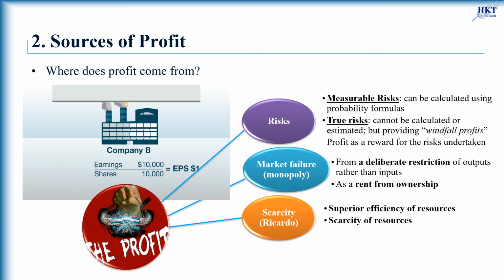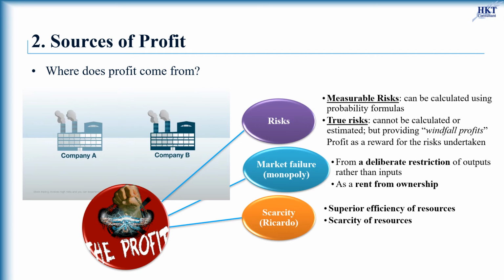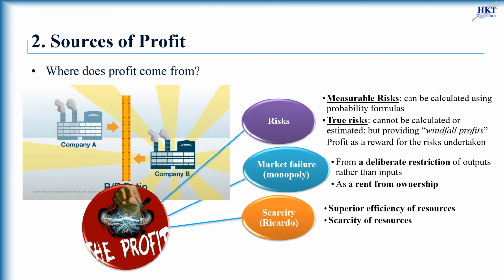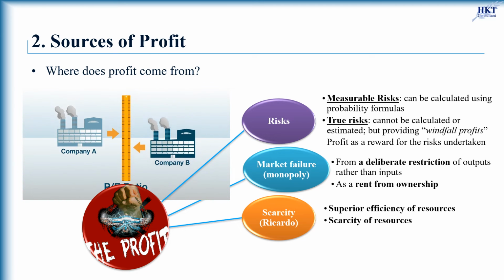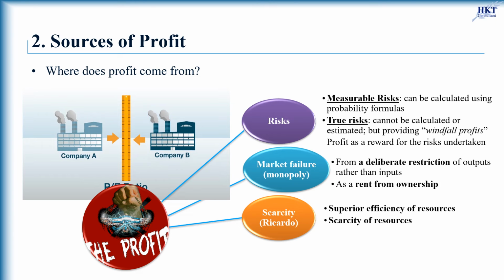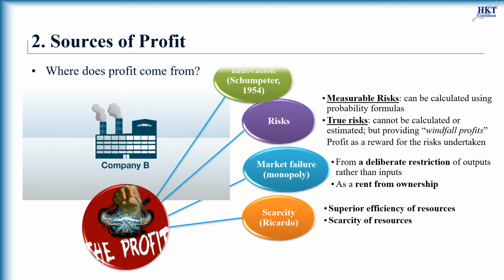For example, changes in customer behavior, technological changes, or sometimes a fire accident, natural disaster, disease outbreak, etc. Profit originating from these true risks is considered a reward for the risks undertaken by the firm. Although there is still debate over the source of profit from risks, in practice, high-risk investments often yield greater profits than safe ones. The fourth source of profits is derived from innovation.